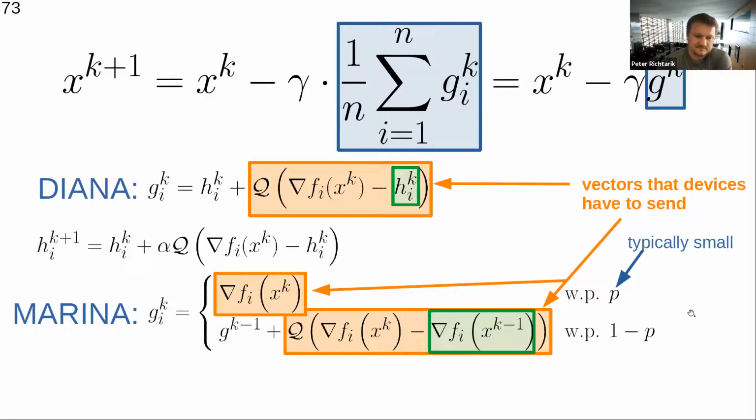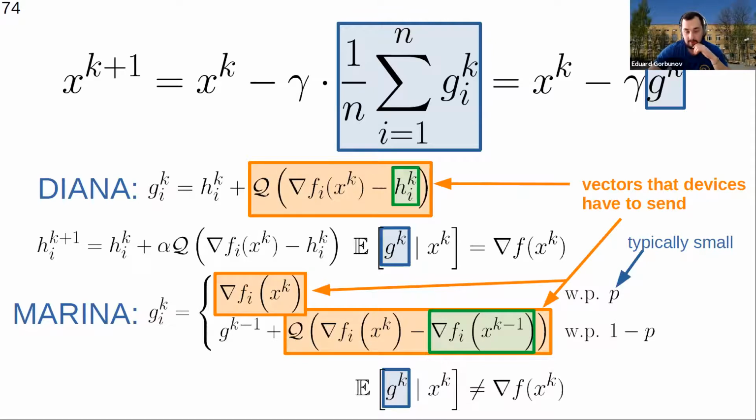Another difference between Diana and Marina is that in Diana, GK is an unbiased estimate of the gradient at the current point. That means the expectation of GK with fixed XK is the gradient at the current point. And Marina is a biased method. This is not a very usual phenomenon in optimization, where bias helps to get better rates. But in non-convex optimization it does, though in general optimization it does not.